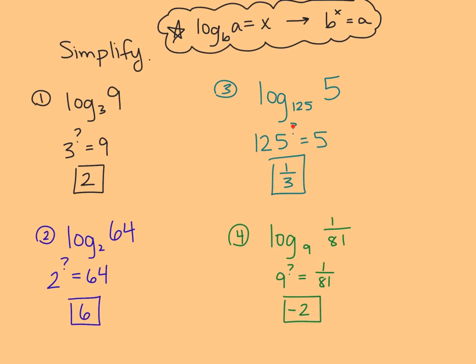So 125 to the what gives us 5? 1/3, since it's a cube root. 5 is a cube root. And then for number 4, 9 to the what gives us 1/81? Well, since 9 squared gives us 81, 9 to the negative second gives us 1/81. So the answer is -2. So when you're simplifying logs, logs are exponents. So your final answer is just a single number. It is what the exponent is.